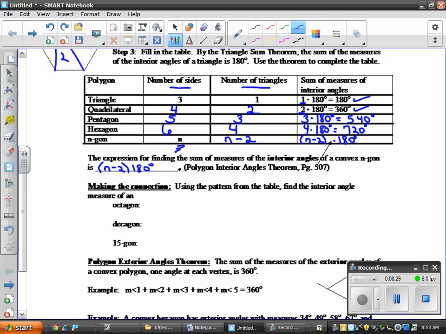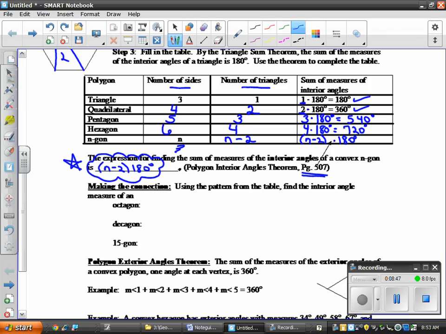And if you want to read a little bit more about it, it is on page 507 in your textbook. But this is a star moment because we want to make sure that we don't forget where that formula is. That is a biggie. We're going to be using that a lot the rest of the school year and further. Okay, so let's make the connection here.